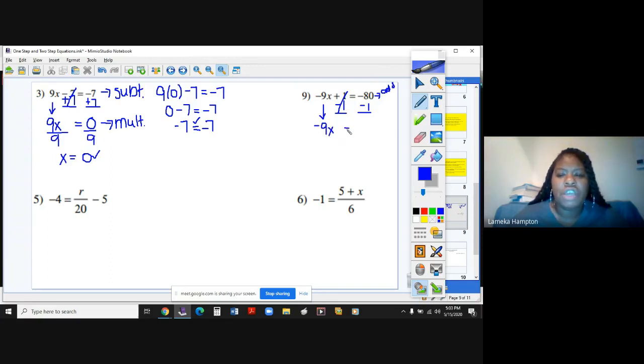And that is going to equal negative 81. Now, I know some of you might be thinking, Ms. Hampton, how did you get negative 81? Okay. Well, this is what I'm going to do. I'm going to switch colors very quickly, from blue to red, and I'm going to write it down here.